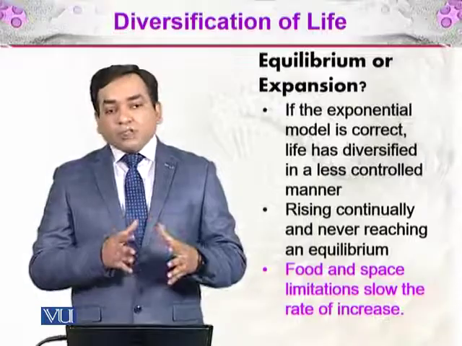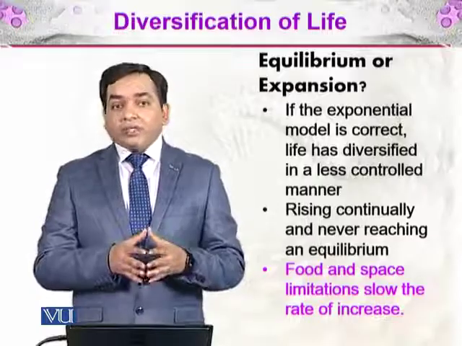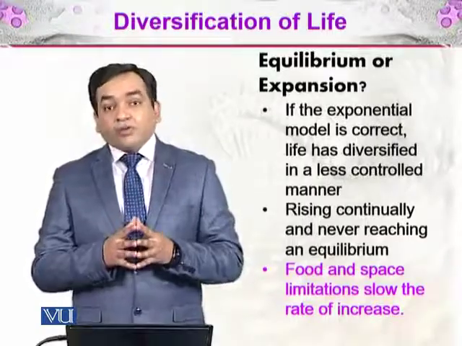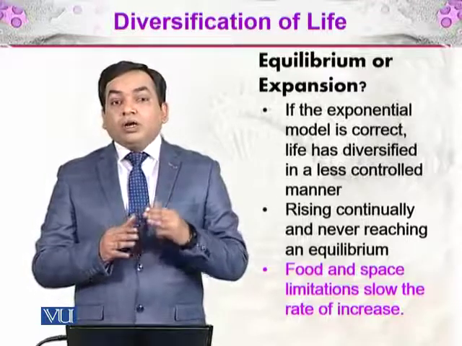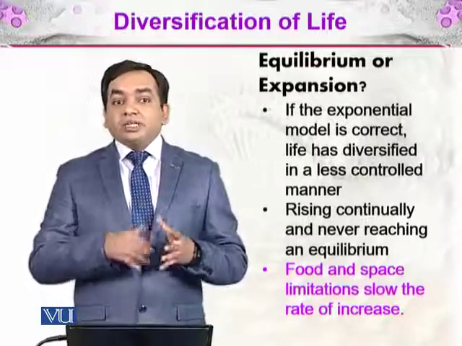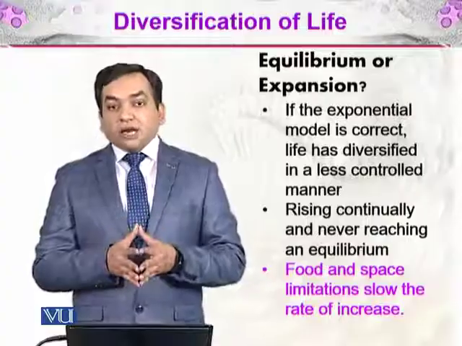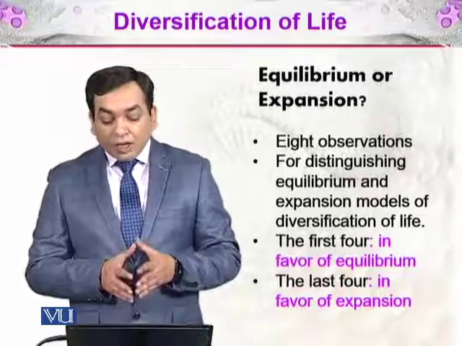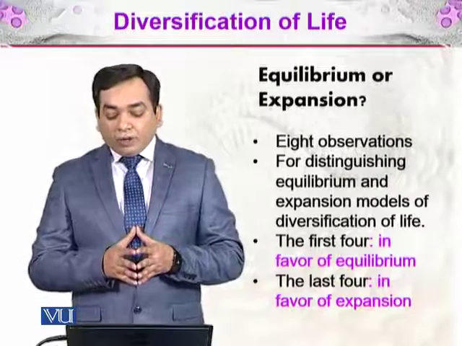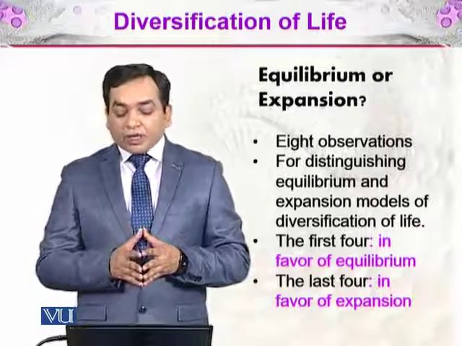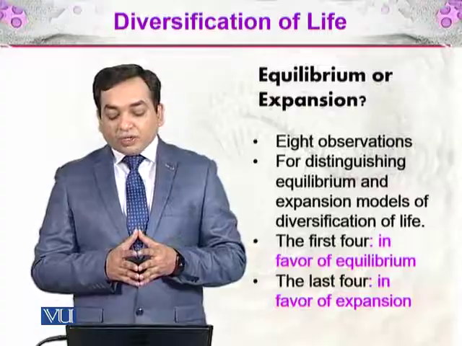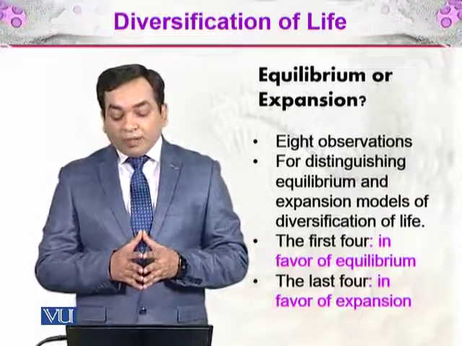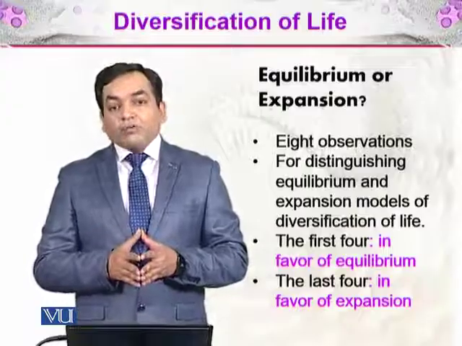Food and space limitations are the things that occasionally slow down the rate of increase of diversity, but they do not decrease the diversity. It is still expanding. So that is the second point of view, which is called expansion. There are 8 observations for distinguishing equilibrium and expansion models of diversification of life. We'll be discussing those. First 4 in favor of equilibrium, and the last 4 in favor of expansion.